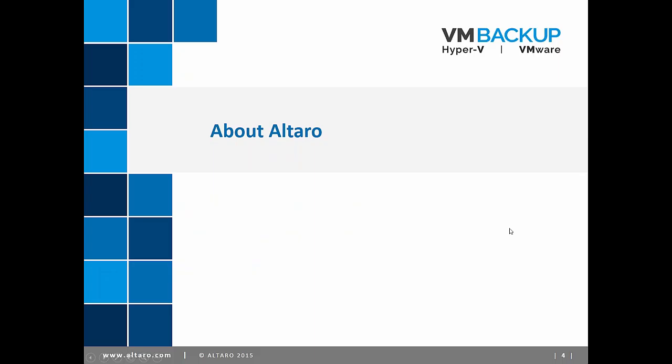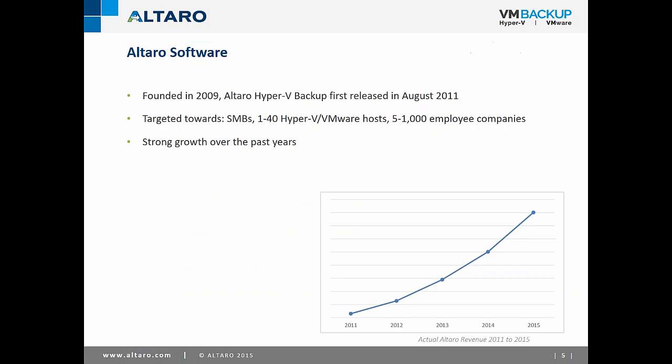So real quick, I want to do a quick introduction to Altaro. Who is Altaro? Well, Altaro Software was founded in 2009. We started with a flagship product called Altaro Hyper-V Backup that was released in 2011. When we're talking about our target customer, it is SMBs. As far as number of virtualization hosts go, our sweet spot is 1 to 40 hosts. So we play really well in that SMB space and that smaller SME area. That's the spot that we're targeting.